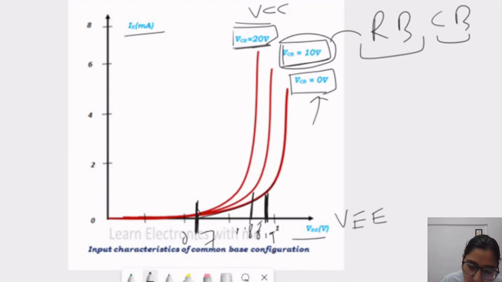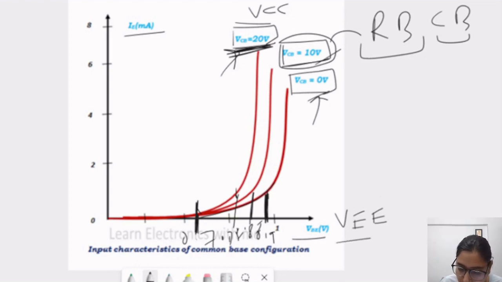Now if we increase the VCC or the reverse bias more, 20 volt, what will happen? This will attain at here, let's say 0.75. So nothing is happening, only the exponential increment which is happening at 0.9 in case of 0 volt is happening little earlier in case of 10 volt and little more earlier in case of 20 volt. So it is not a phenomenal change happening here, it is a very basic change.